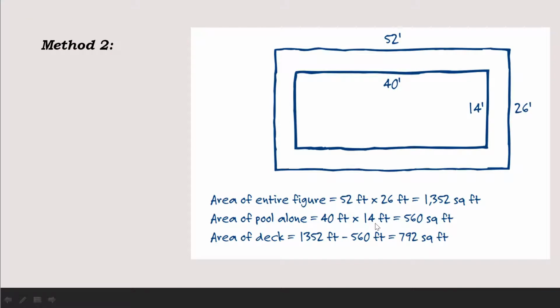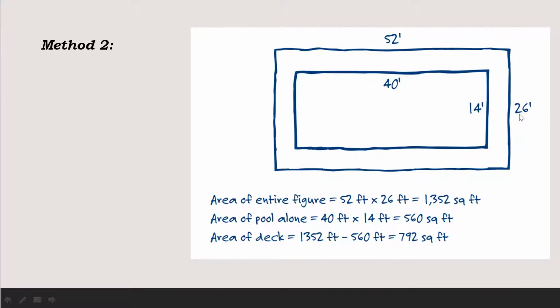Now, what if you don't want to divide the deck into sections? What if you drew the pool first and then said, well, since I'm going to go 6 at all points, I'm going to extend the length 6 from this side, that will make it 46, and another 6 from this side, that will make it the total of 52 feet. And the width will do the same thing. You will extend the width 6 up, that will make it 20, and 6 down, that will make the new width 26.